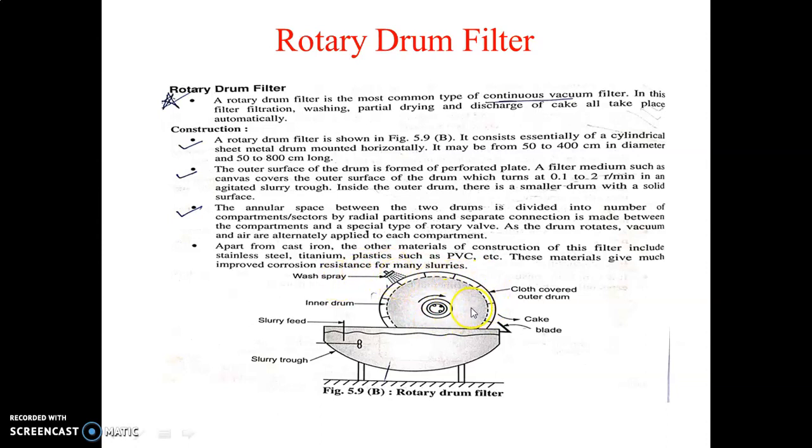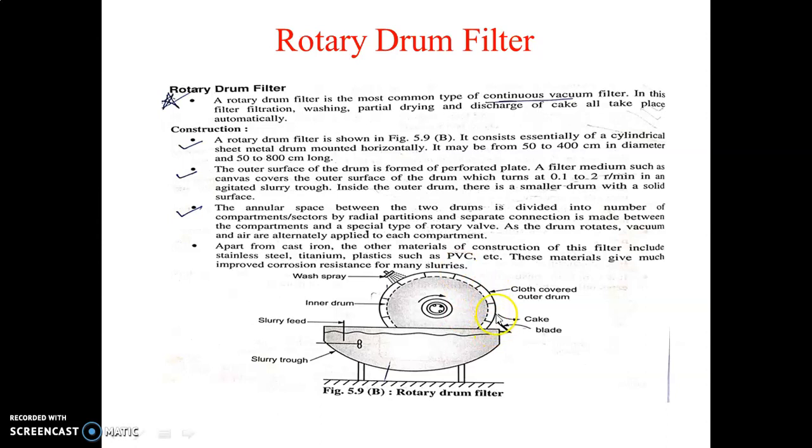Then this cake goes in this direction, that means the drum is rotated in this direction, and here we have a blade. Using this blade you can cut the cake, and the cycle is repeated. That means the drum is submerged, then washing, then drying, and then cutting. So this is called a cycle.